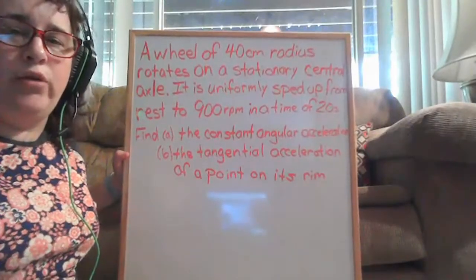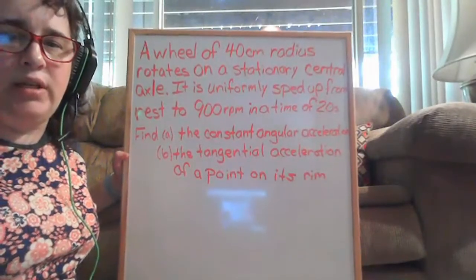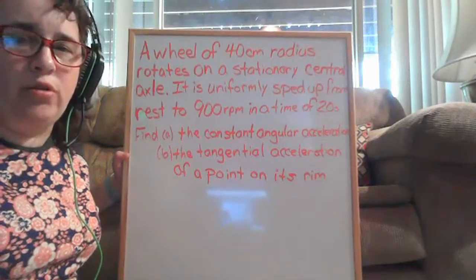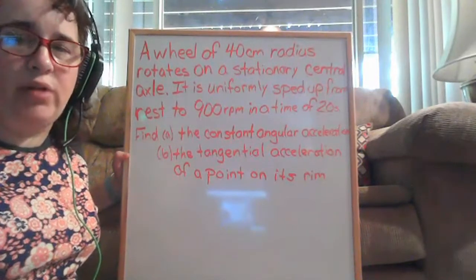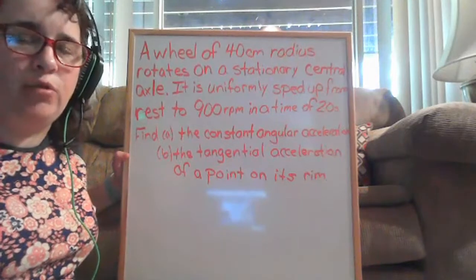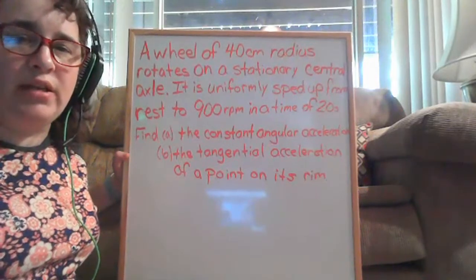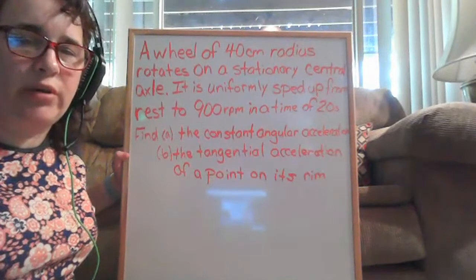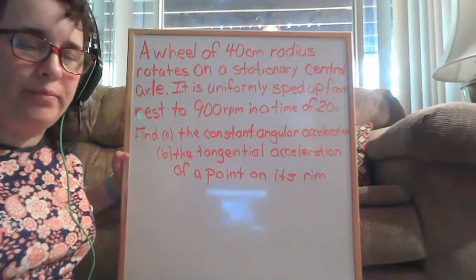A wheel of 40 centimeter radius rotates on a stationary central axle. It is uniformly sped up from rest to 900 RPM in a time of 20 seconds. Find A, the constant angular acceleration, and B, the tangential acceleration of a point on its rim.